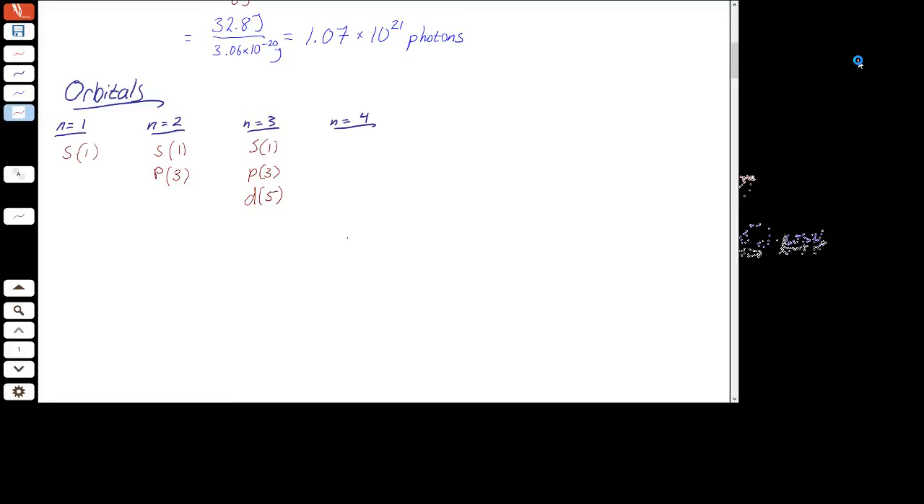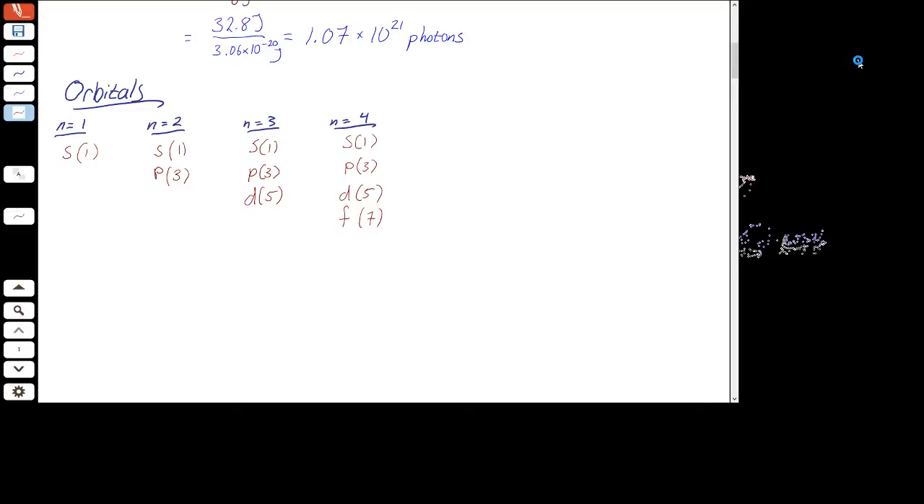All right, and then what about the n equals 4 level? What do we have there? We got one s orbital. We got 3 p orbitals. We've got 5 d orbitals, and what do we add? Not quite yet. F. And how many are there? 7. So you start to see a pattern here?